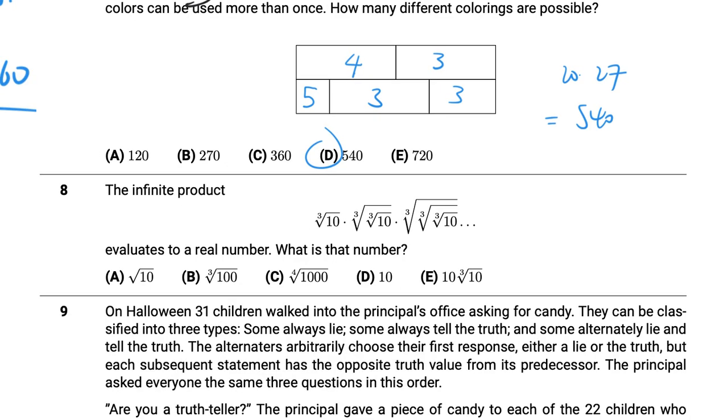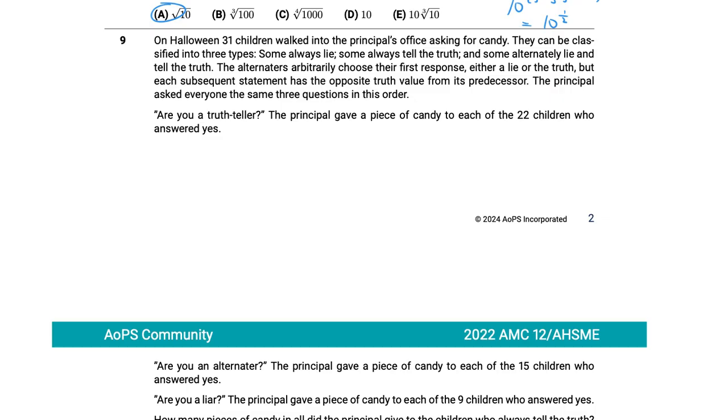All right. This infinite product evaluates to a real number. What is this number? First instinct is to write it in exponents. So this would be 10 to the 1/3, 10 to the 1/3 times 1/3, 10 to the 1/3 times 1/3 times 1/3. And then you can just put everything into one exponent, and you would see that this is a geometric series. And this would just be 10 to the 1/2, and that's root 10.